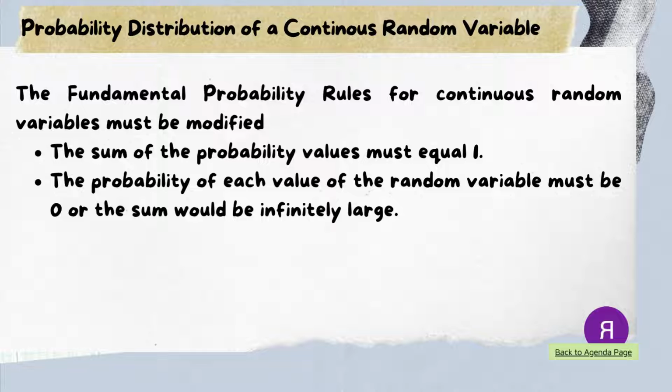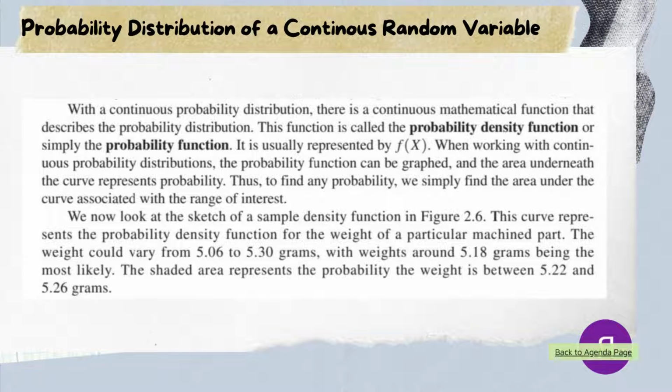If the probability values for the random variable values were greater than 0, the sum would be infinitely large. The probability distribution is defined by a continuous mathematical function called the probability density function or simply the probability function. It is usually represented by fx. When working with continuous probability distributions, the probability function can be graphed, and the area underneath the curve represents probability.